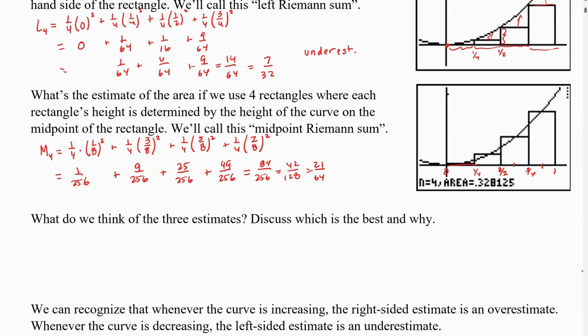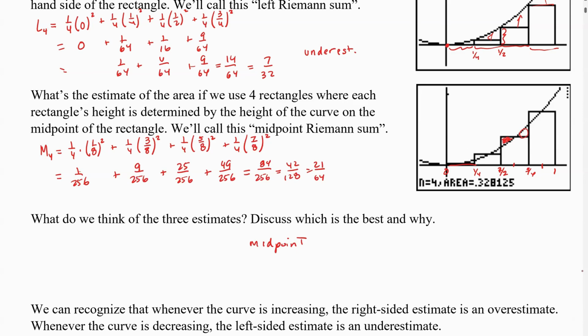And again, what do we think about this one? Well, sometimes the rectangle is above the curve. Sometimes it's below the curve. It's hard to say. We know it's an estimate, but I can't really tell whether it's an overestimate or an underestimate. Clearly, the midpoint seems to be the best of the estimates because it's not clearly an over or under.